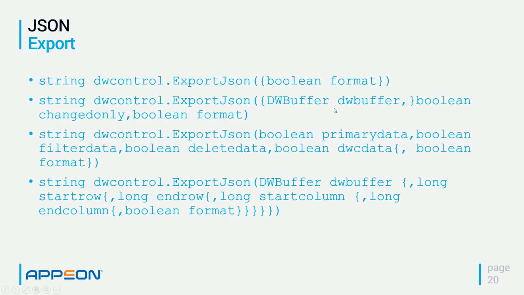The second version allows you to specify the buffer that you want the JSON for, the data out of. And then the changed only flag indicates whether you only want changed rows or you want all the data. This third one allows you to specify via flags any or all three of the buffers you want the data out of. And then the fourth one would be the data window children. Finally, this last one allows us to specify the buffer, but also the start row, ending row, and even start column, ending column, in case there's only a certain subset of the data that we actually want to export.